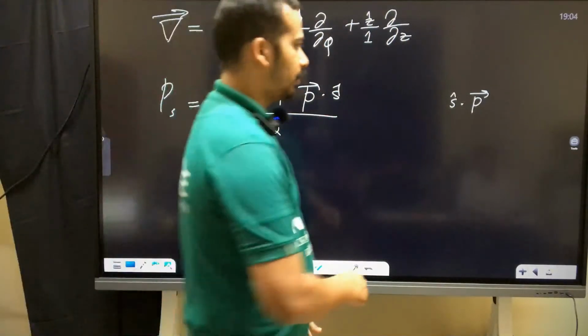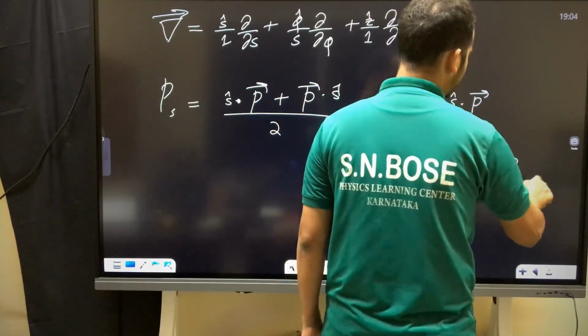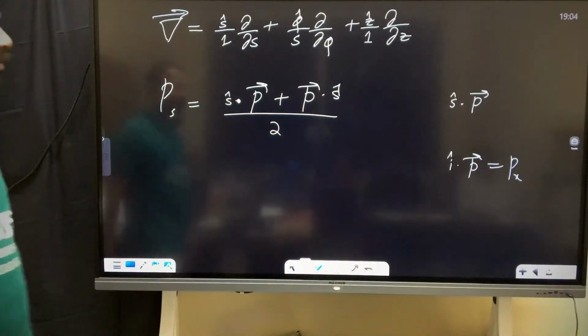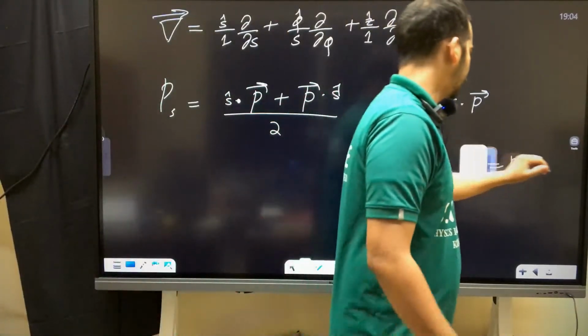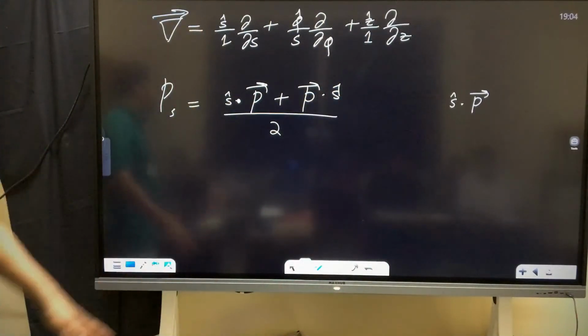Unlike in Cartesian coordinates, you write I cap dot P, that's equal to Px. Am I right? This will be directly Hermitian in Cartesian, but it will not be Hermitian in spherical or cylindrical. You need to do this one. Very similar steps. You will end up with the right answer.